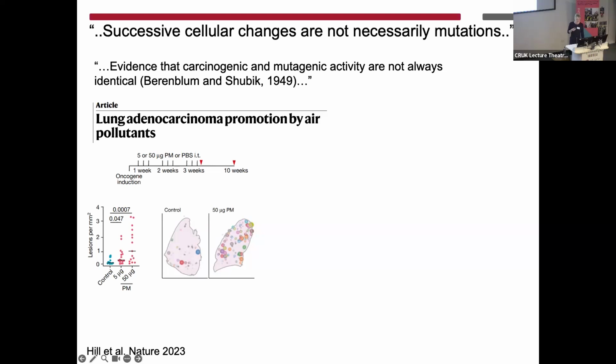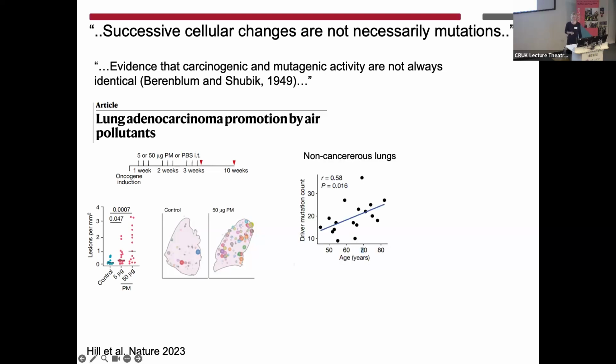And having seen that epidemiologically, they went on to explore mechanisms in a mouse model where they induced EGFR mutation using a Cre recombinase system. And they showed that when you added particulate matter to the mouse environment, the number of lung cancer lesions increased substantially. And you can see the control lung and then a lung where the mouse was exposed to particulate matter. So a striking increase in the development of lung tumours.